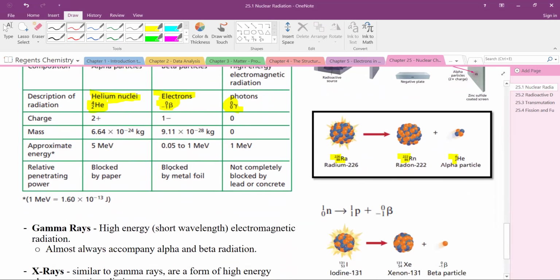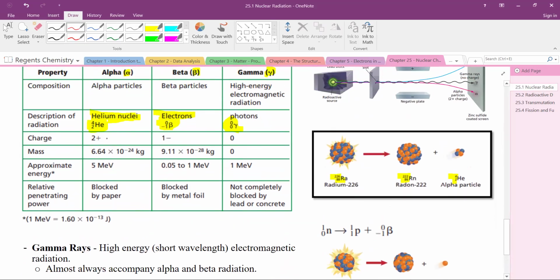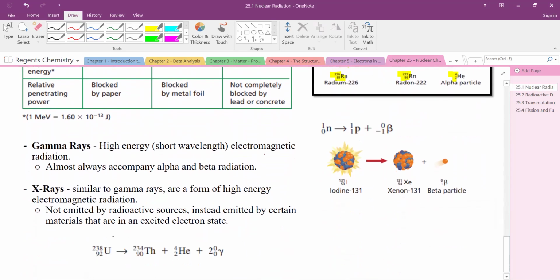And as you can imagine, an alpha particle will decrease the mass and the atomic number of our starting material. A beta particle will simply increase the atomic number, but it will keep the atomic mass the same because there's no mass with our electron. And a gamma ray will not change the mass or atomic number of our particle, but it will change the energy. It will be an energy loss for it, which is good.